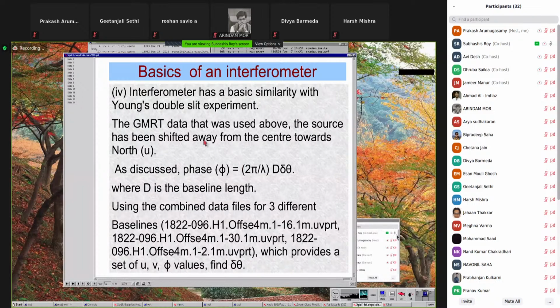So using that 2 pi by lambda into d delta theta, now sine theta is equal to delta theta when the angular offset is small, which I had ensured here in the three baseline files. So these three files which I have given you, if you look at these files, you will see, I believe there would again be RR and LL, but you will effectively be able to see the phase as a function of time.